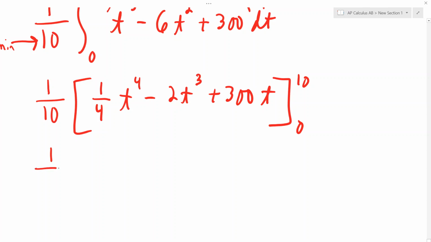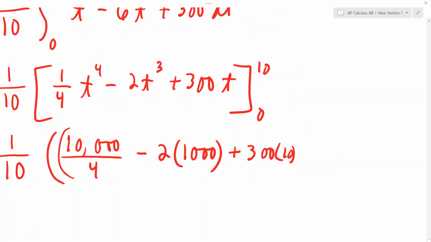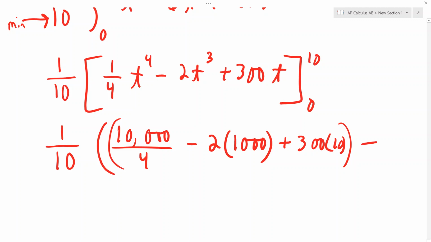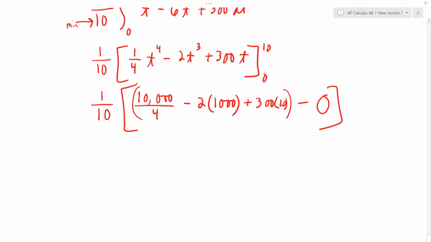But now we still got to mechanically work this all out. So we're going to plug in a 10. Do you know that 10 to the 4th power is a 1 with 4 zeros? Do you know that 10 to the 3rd power is a 1 with 3 zeros? Well, you should. That's plugging in 10, minus, notice, let's put a bracket here. It's 1/10 times the whole thing. Minus, now we plug in a 0, but luckily when I plug in a 0, they always become zeros. Sound good?